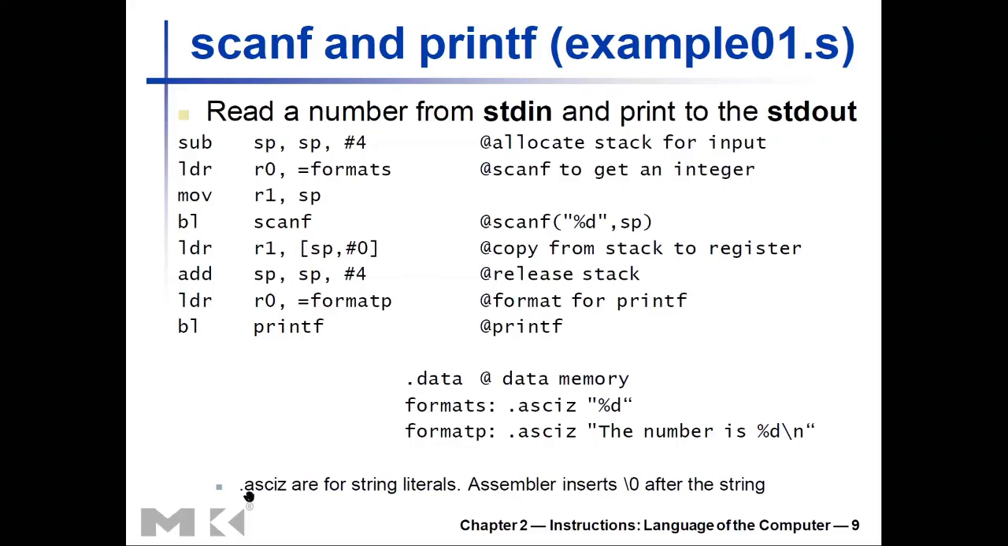Now another important thing is mentioned here. ASCII is for string literals, and the assembler inserts a null terminating character after the string. So that is done by the assembler automatically. That also is one thing that you need to know.